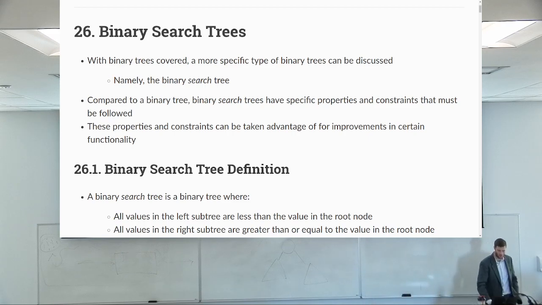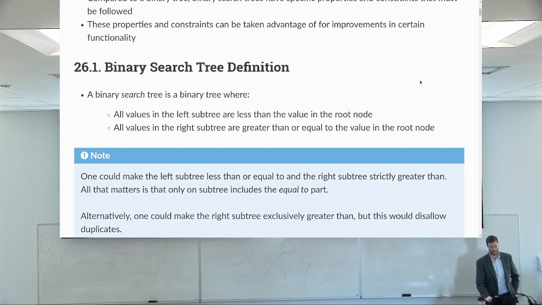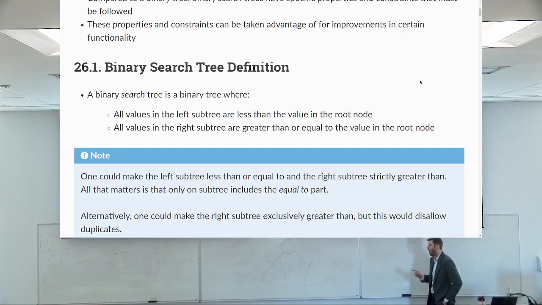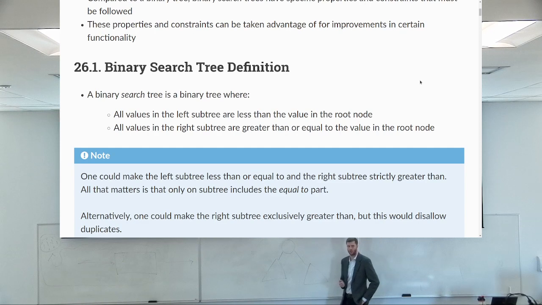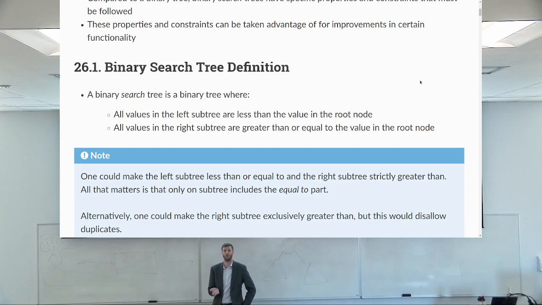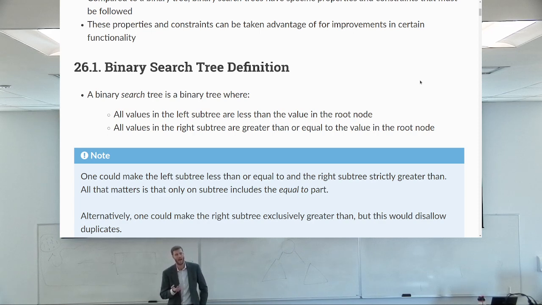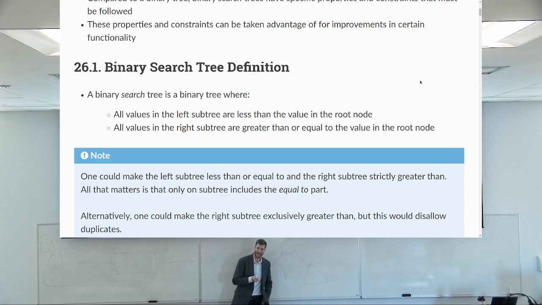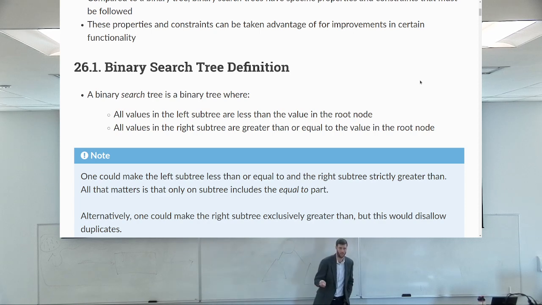The constraint we're going to have is that I have a binary search tree, any arbitrary binary search tree. I've got the root of that tree or subtree, and every value in my left subtree must be less than the value in the root. And every value in the right subtree must be greater than the value in the root.